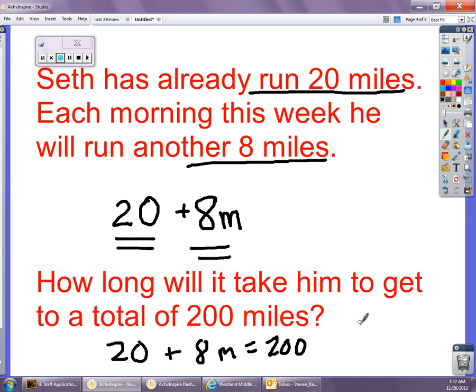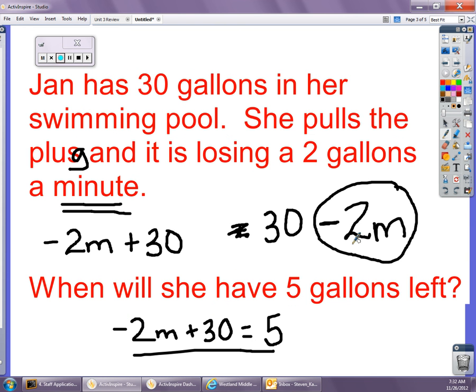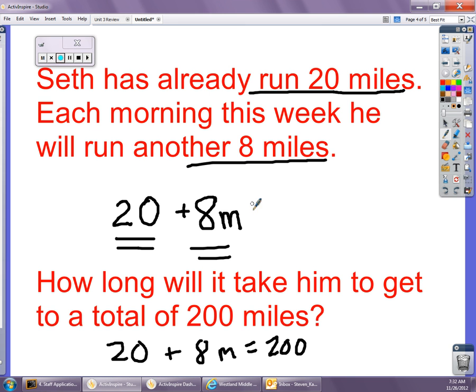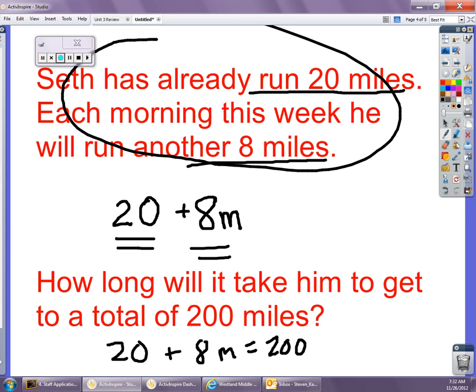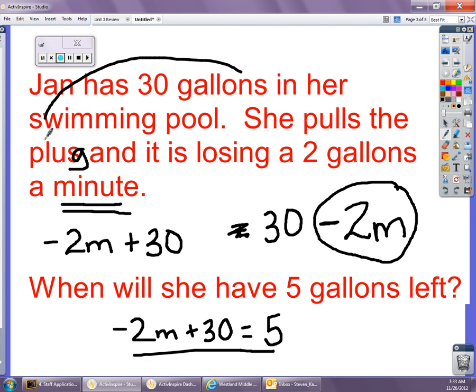So what I want you to do today is to come up with your own 2 word problems. A word problem like this, where you're losing something every minute, and a word problem like this where you're gaining it. And I don't want you to write the equations. I just want you to write this part right here and this part right here on 2 separate flip charts.